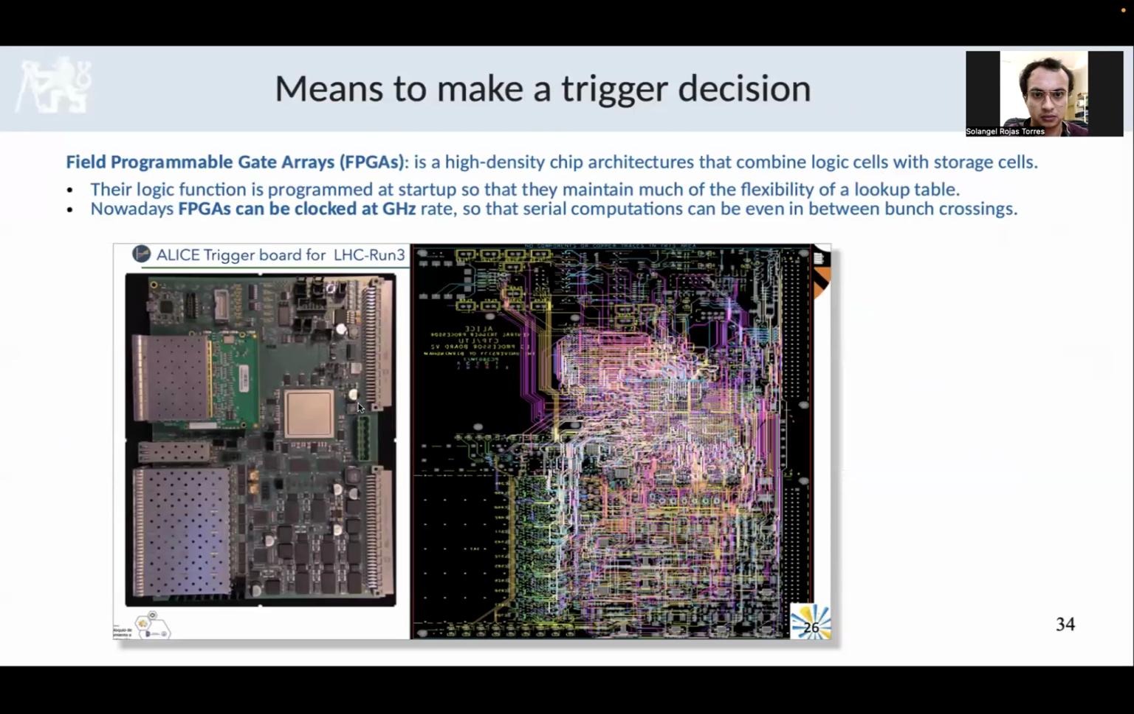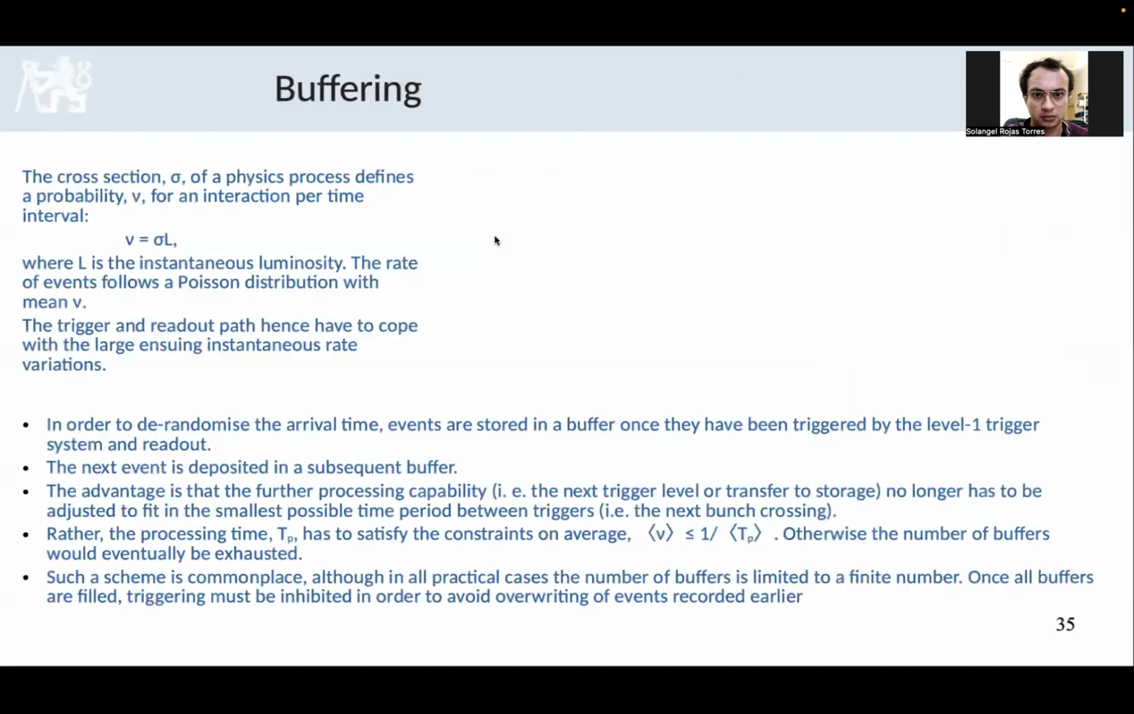So, for example, this is how the trigger board of ALICE for Run 3 looks. There's an FPGA here, and this is how it looks. So it's a crazy thing, but this is fast enough to provide the clock at the interaction rate that one expects from the LHC in ALICE. So now we are seeing buffering.